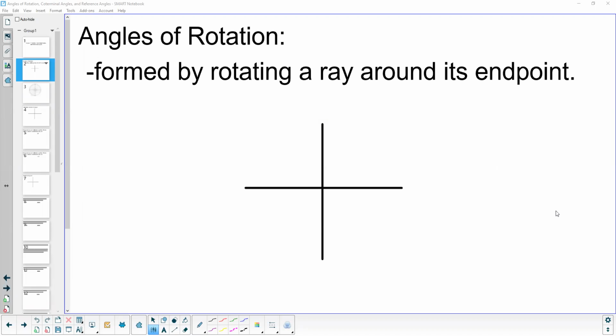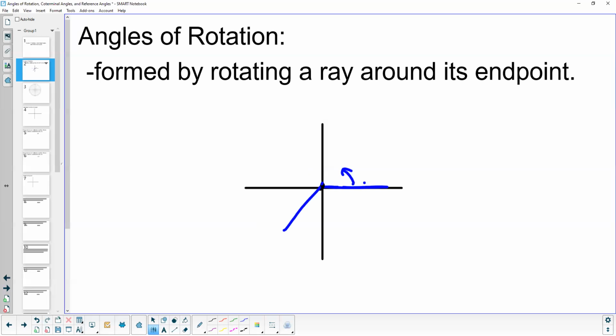So when we have one, we usually start with our ray here, and it gets rotated around this endpoint right here. The amount that we rotate it depends on the degree of the angle that we want. So we might rotate it to here. We might rotate it to here. Or we could even rotate it to here. But it gets rotated in this direction.